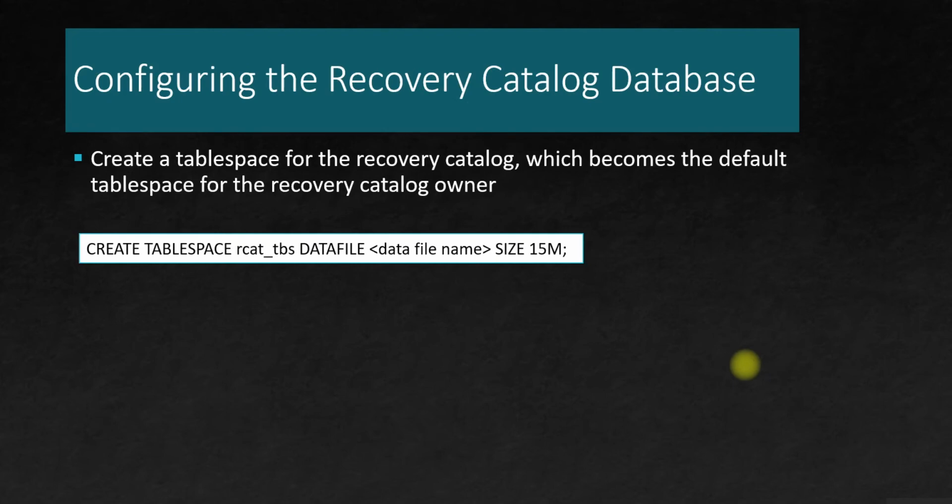So we will go through one by one for whatever points we have discussed here. How to configure the recovery catalog database? What you need to do is create a tablespace for the recovery catalog. Make sure to create a tablespace which will become the default tablespace for the recovery catalog owner, which we will be creating in the next step.